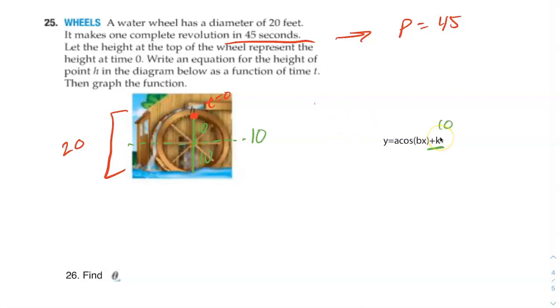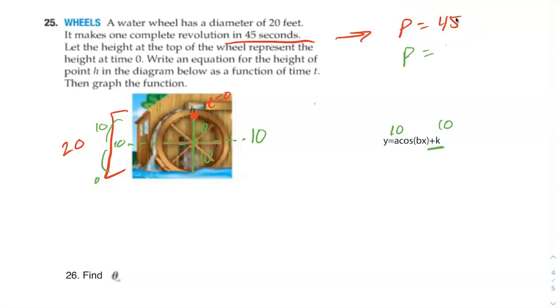So if that's my middle, what's the amplitude? Well, here's 10. I could go all the way up to 20, so that's a distance of 10. Go down to 0. So the amplitude is also 10. Look, we're almost done. All I gotta do is find my period. And luckily, they told us. One revolution is 45 seconds. So my period equals 45.